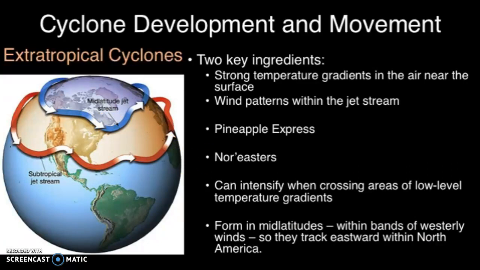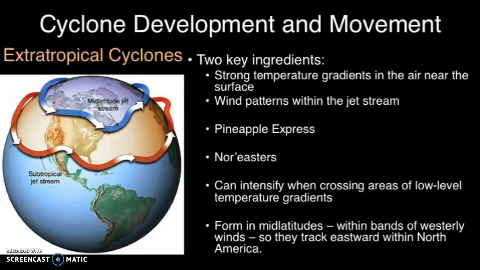So the cyclones themselves are going to tend to develop in these areas of bending, usually on the east side of the troughs. Okay, so again, the troughs are going to be areas of low pressure. On the east side of the troughs is usually where you're going to get this extratropical cyclone development. And again, it usually happens when you have a wind pattern within the jet stream itself. The jet stream has very high wind speeds, and once they pass through an area of low atmospheric pressure, you're going to get the formation of these extratropical cyclones.